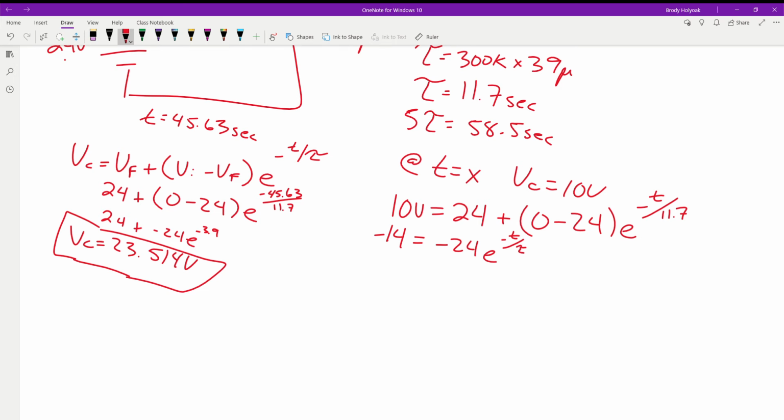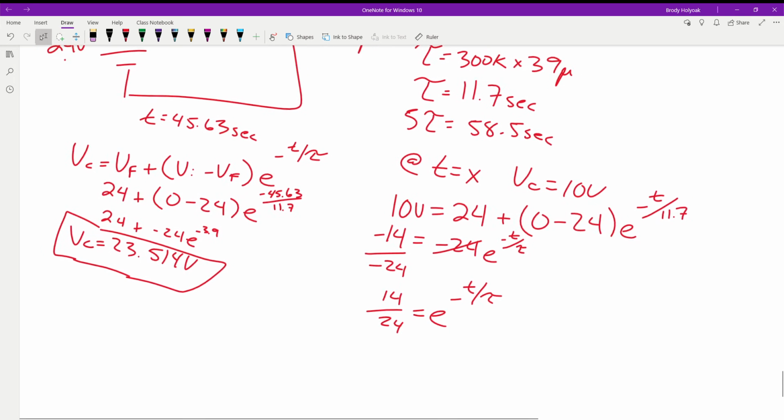So I'm going to take the negative 14 volts and divide it by the negative 24. So now I have, this will drop off. So I've got 14 over 24 is equal to e to the negative t over tau. One of the things we need to make sure of is that this value over here is positive. If it's negative, we can't take the natural log of it. It's one of those undetermined numbers.